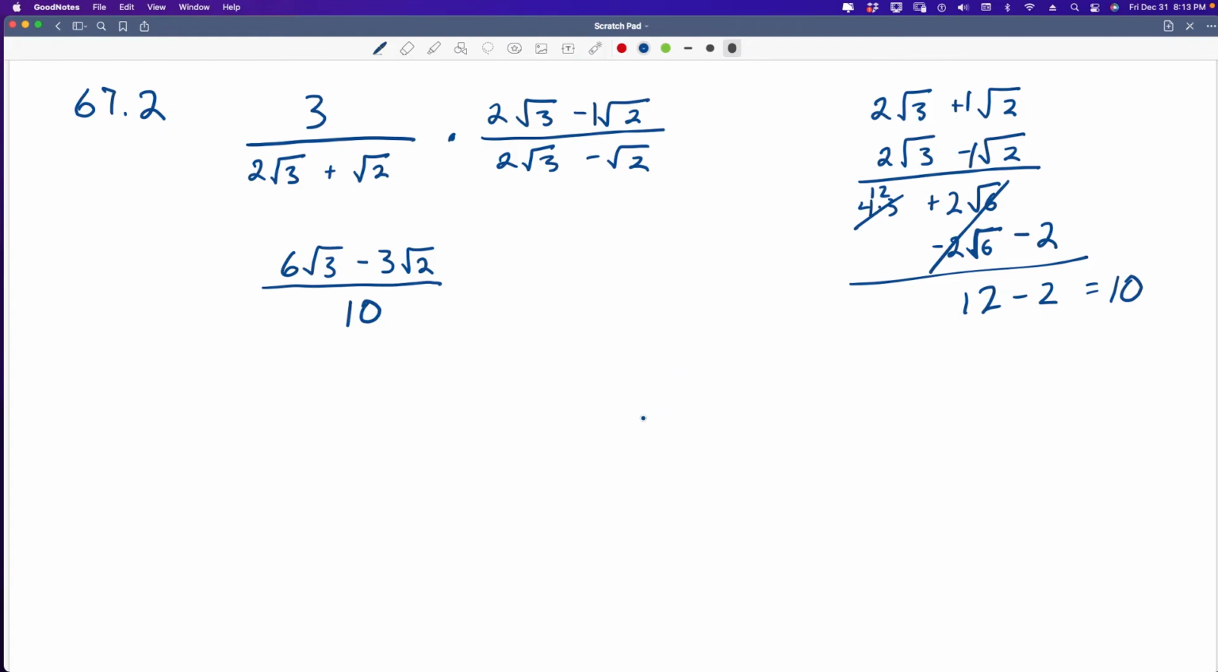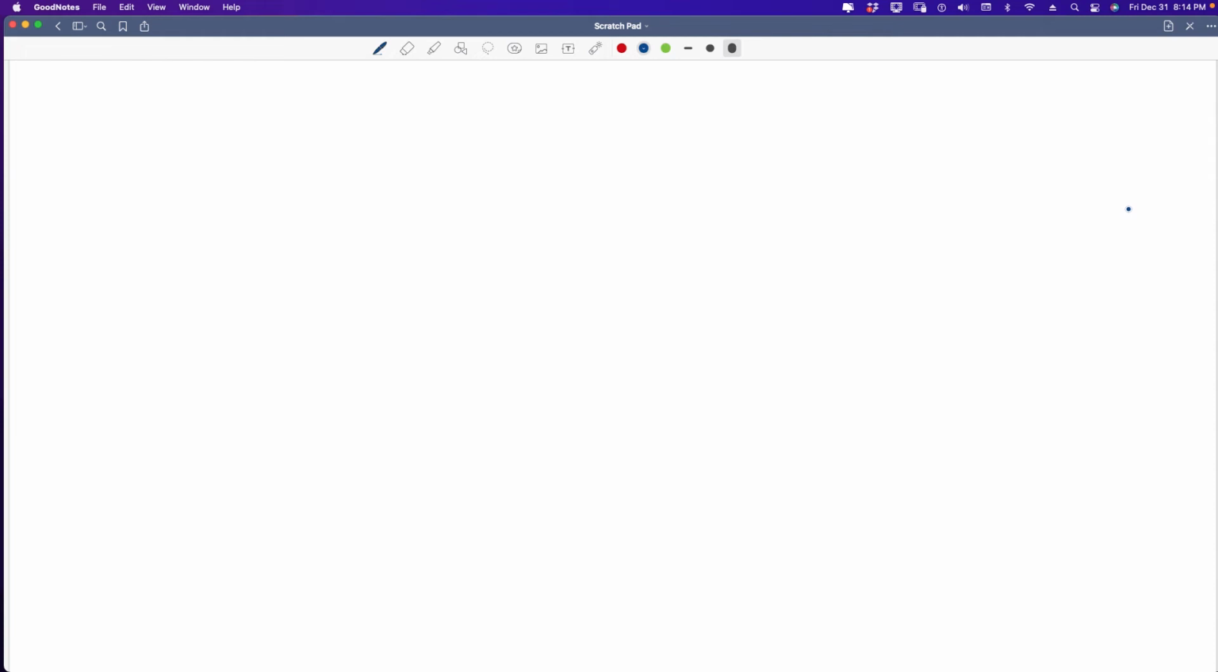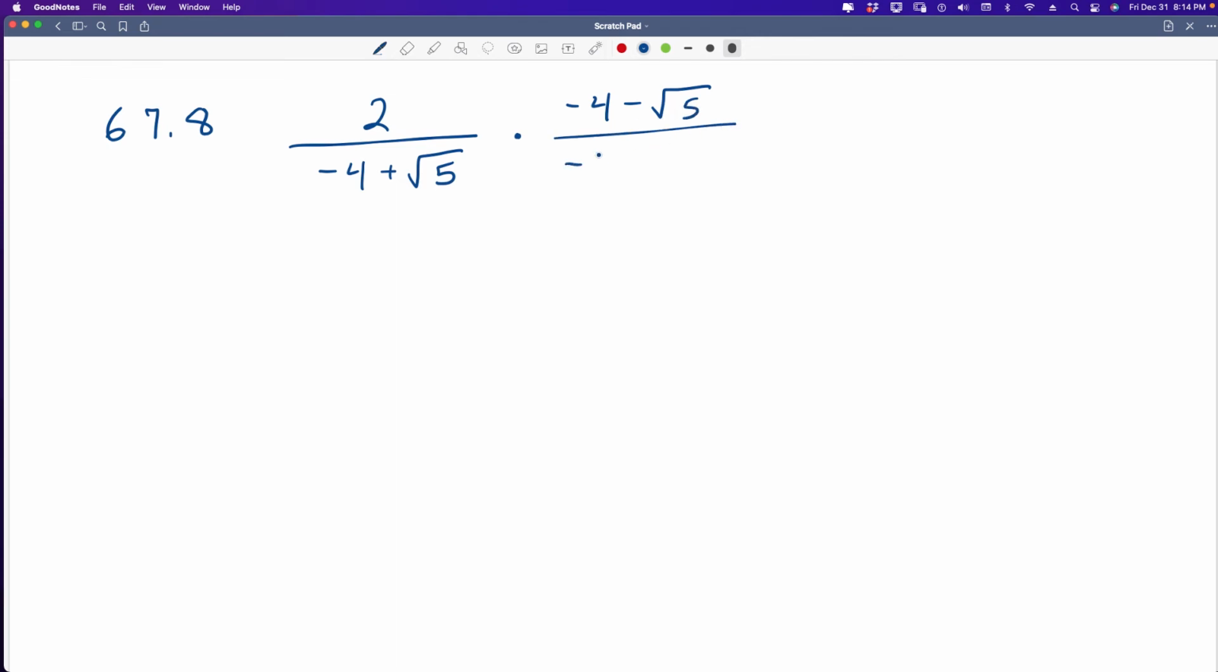All right. These are easy. They're not so hard. All right, so let's do one more. I'm going to clear the page. And let me see if I can find one for you. Okay, here we go. This is one I'm pulling from the lesson practice because we're not going to be doing it in class. This is 2 all over negative 4 plus the square root of 5. All right, so the conjugate for this is negative 4 minus the square root of 5. We're going to multiply both the top and the bottom by that.